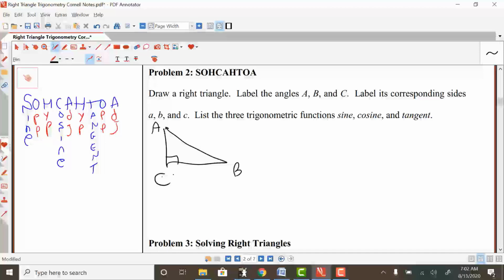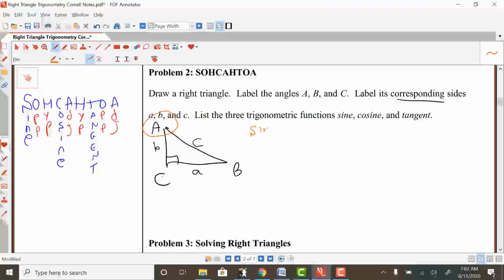The corresponding sides are going to be the ones opposite. So for example, if I have angle A over here, then little a will be across from it. Little b will be across from big B. And as is customary, we label the hypotenuse little c. So we're going to go ahead and start doing this officially. I'm going to start with A.